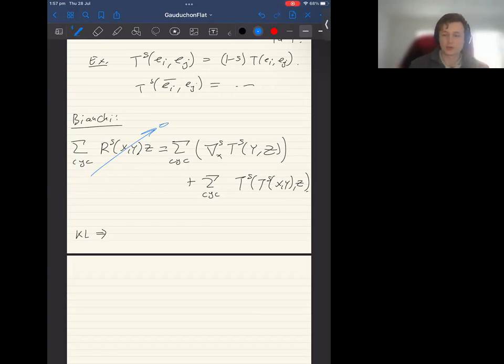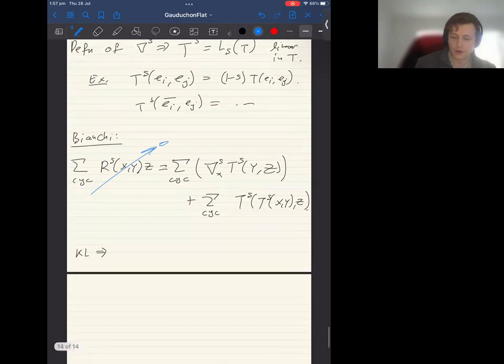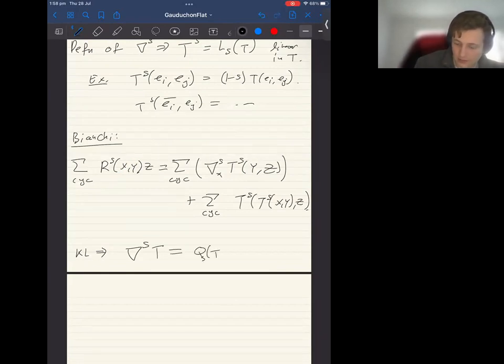And you play some tricks with the symmetries and the vanishing of certain components of torsion. We know that T^S can be written in terms of T. Ultimately, what this gives us is a formula for the S covariant derivative of T in terms of T itself. So this is quadratic.